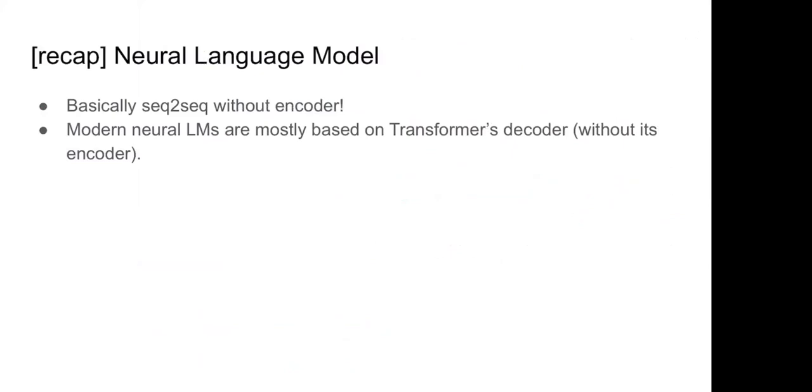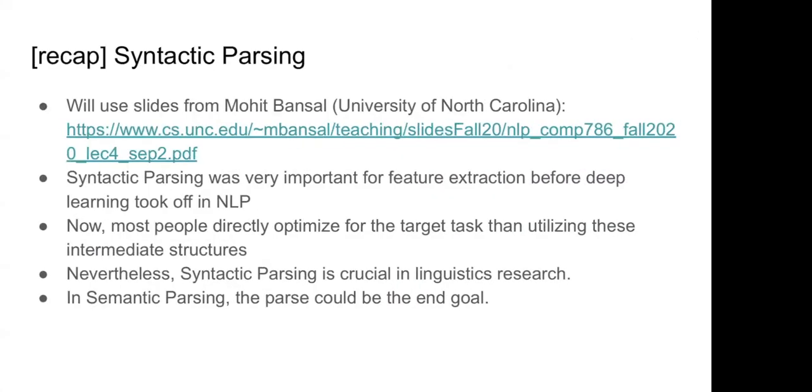Yep, so actually, I talked about this. We had a discussion about syntactic parsing, right? So I told you that syntactic parsing was very important for feature extraction before deep learning took off in NLP. But now most people directly optimize for a target task rather than utilizing these intermediate structures. I don't mean that these are not important. It's just that syntactic parsing was very crucial for doing any target task that involves natural language back then, in like 2012, 2013. But after deep learning, syntactic parsing is, especially these days, not really used for features, but more of a target task that linguists are interested in, because you want to understand how the language is structured.